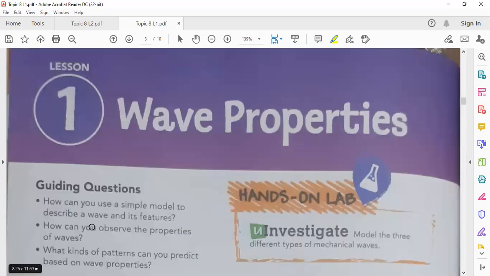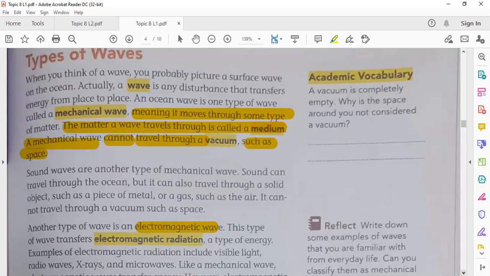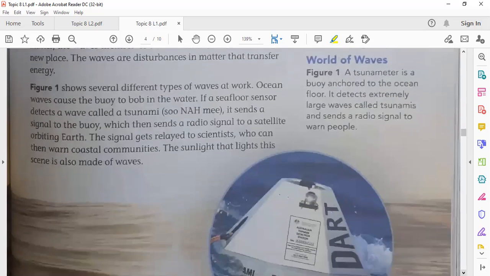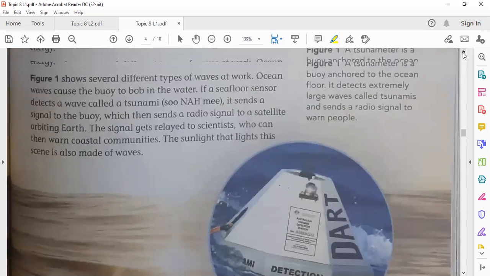Which page? 393. This is page 393. Okay.